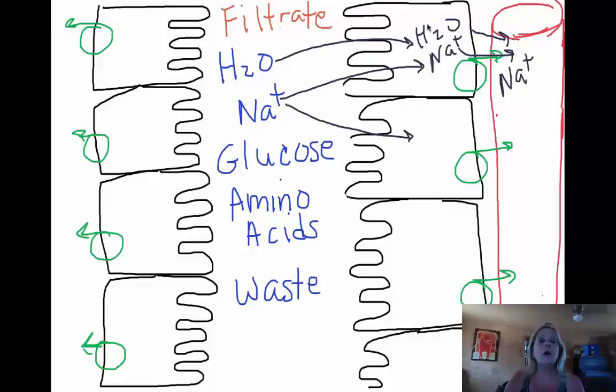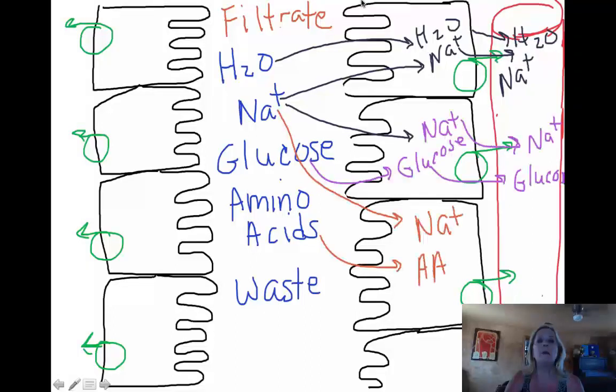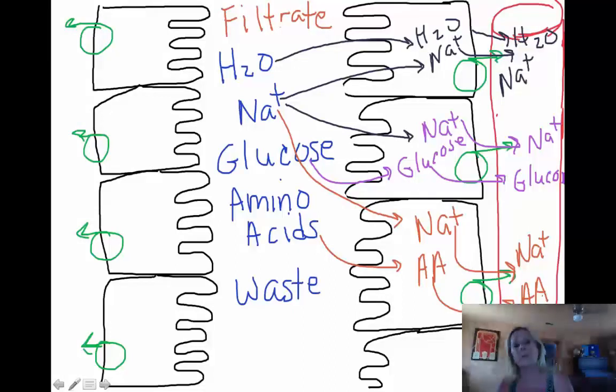The glucose also is going to follow sodium and diffuse in. The amino acids are going to follow sodium and diffuse into the proximal convoluted tubule cells. And then just like glucose that can piggyback across on sodium, the amino acids will do the same thing, and they piggyback across with the sodium.